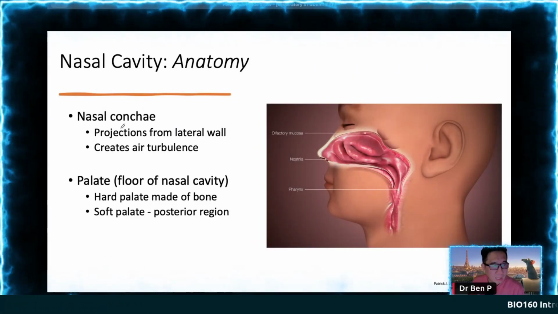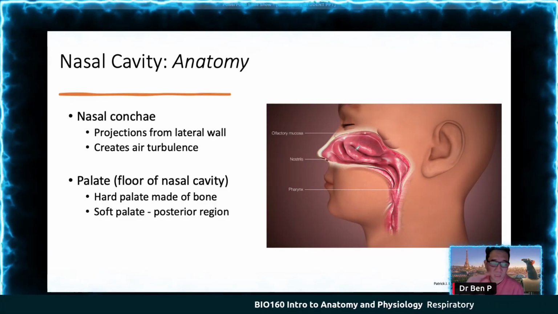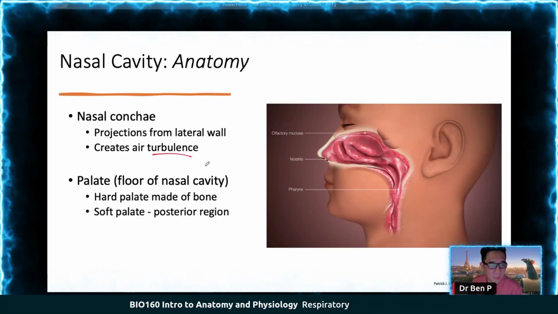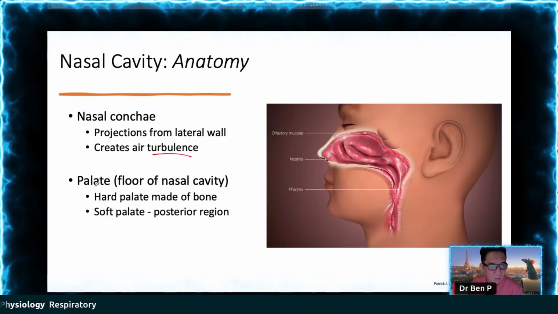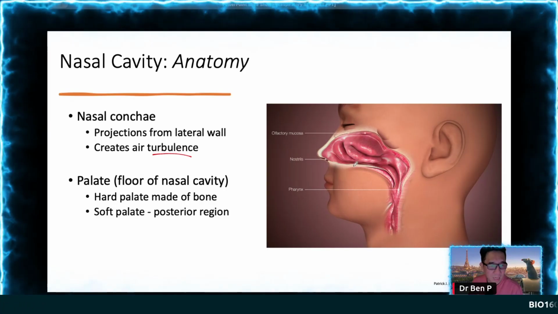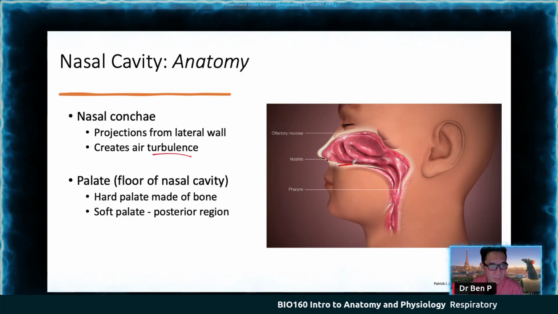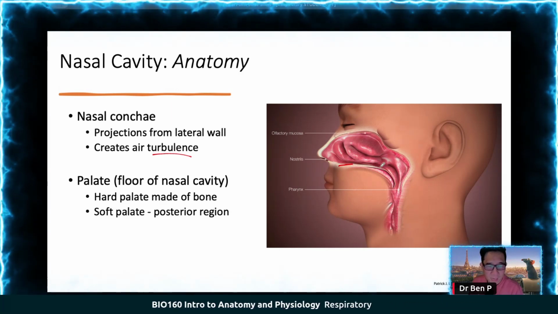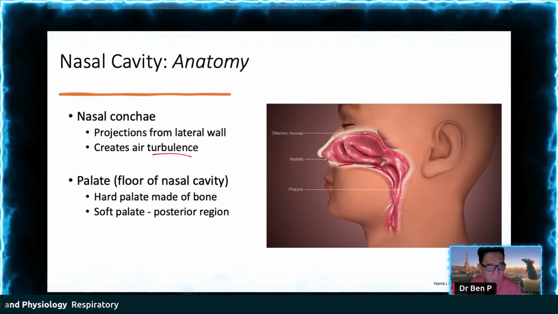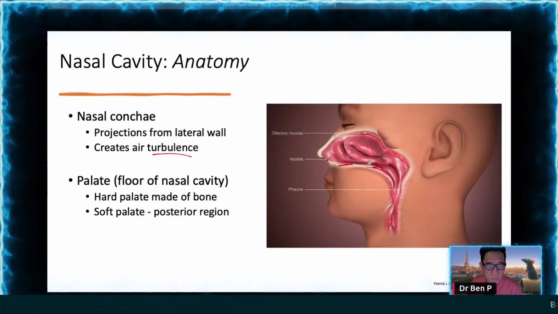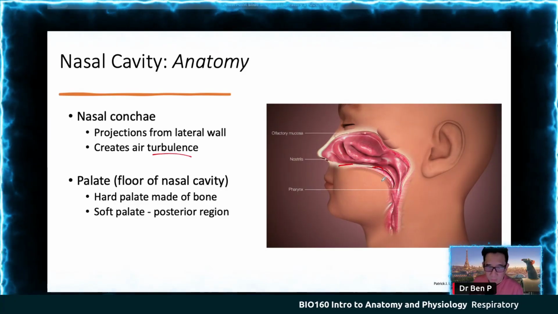Again, nasal concha, as I mentioned, there are three of them on your lateral walls. You have six of them in total, three on each side, which create that turbulence, which warms up the air inside your nose. Okay, you also have the palate, which is the hard palate and the soft palate. The hard palate is in the front part, which is made of your palatine bone, and the soft palate is in the posterior region, in the back part of your mouth. I'm sorry, the palatine bone is in the back. You have the maxilla in the front.